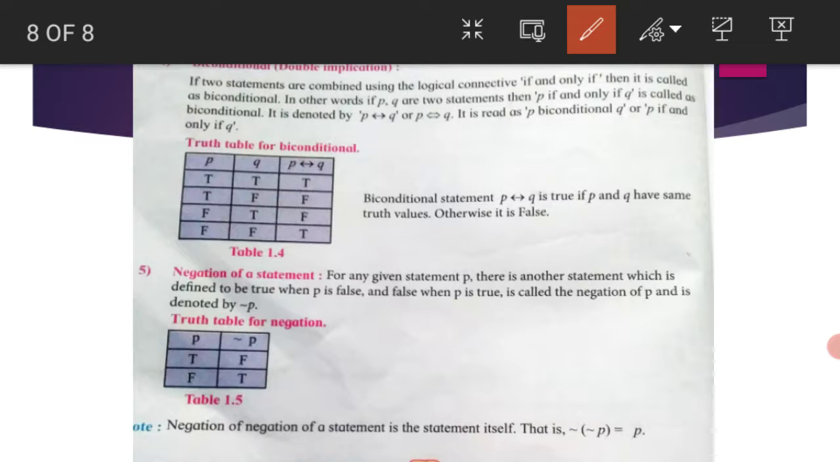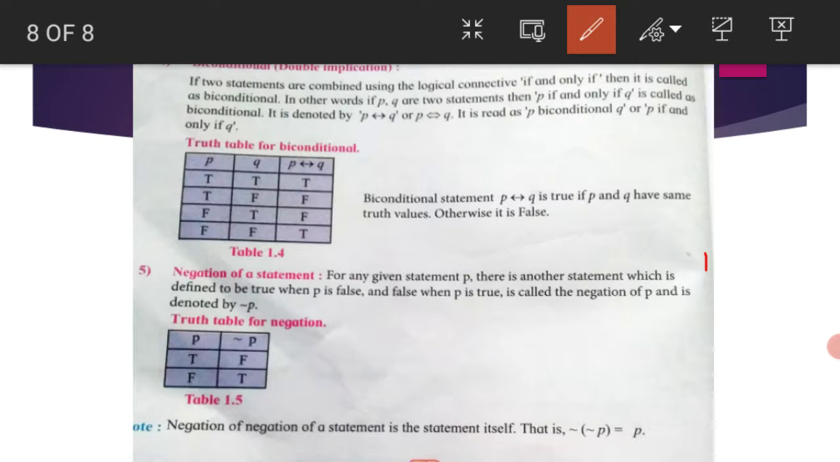Then the truth table for biconditional. There is a trick to remember this. The biconditional statement P ↔ Q is true if and only if P and Q have the same truth value, otherwise it is false. So what is the condition here? If P and Q have the same truth value, then and only then P biconditional Q is T.